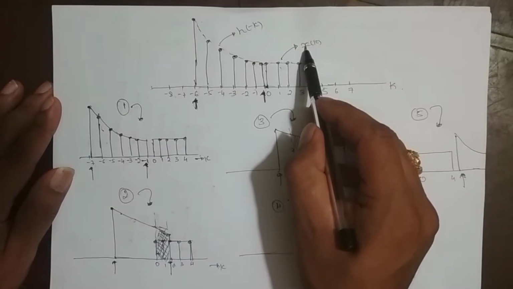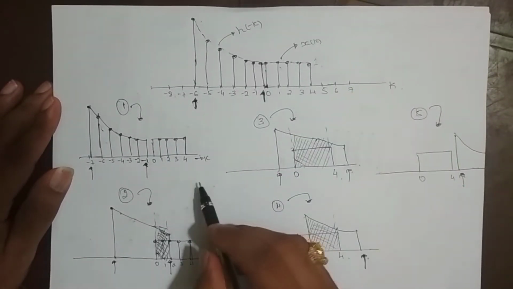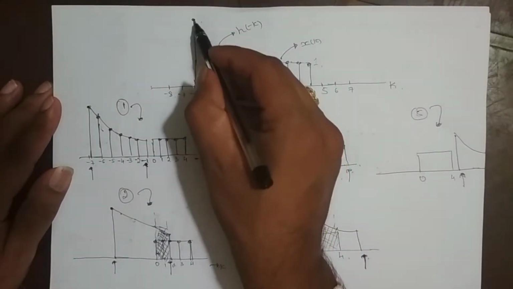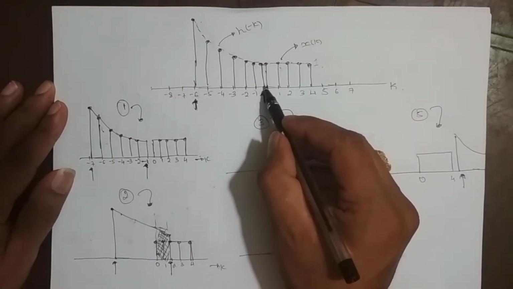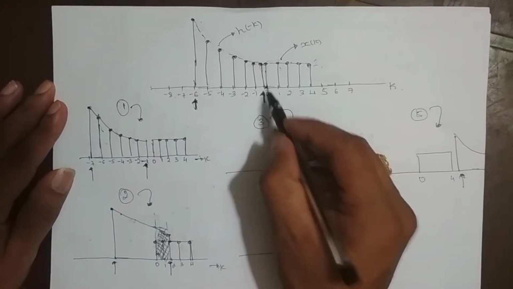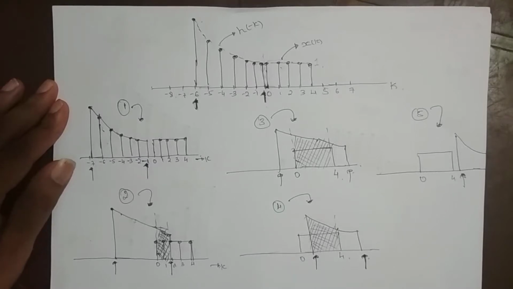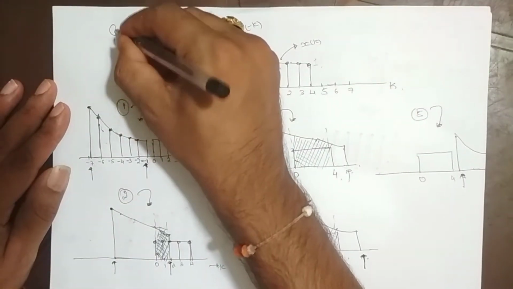x of k was varying from 0 to 4 and its amplitude is 1, right? And h of minus k was varying from minus 6 to 0 and it is an exponentially increasing signal, right? Both signals have a sample at k equal to 0. Just to distinguish, I have kept them further apart. Okay, what is the next thing I need to do? What is the next step? Step 3.